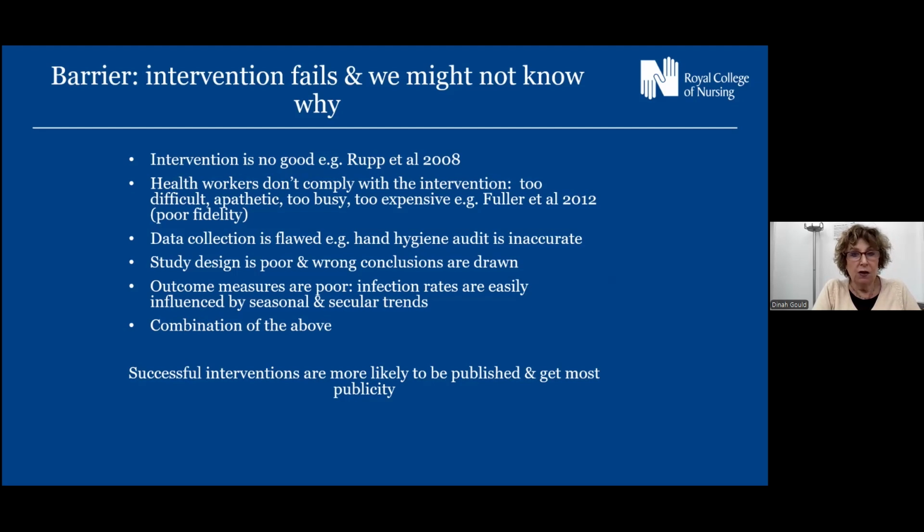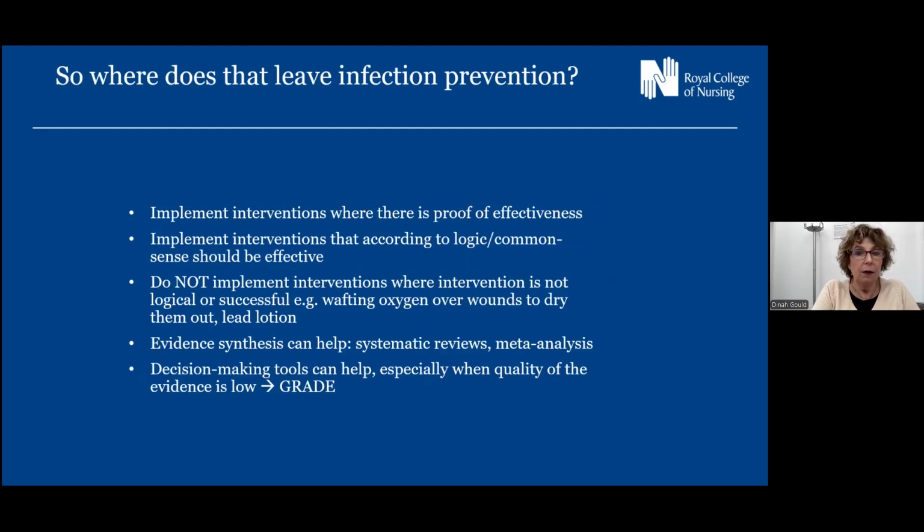An awful lot of studies may be done and they may never see the light of day. So in infection prevention, very often we're relying on kinds of study designs that don't come up very high in the hierarchy of evidence for the intervention. So where does that leave us? Well, it's important to implement interventions where there is proof of effectiveness. It's important where, according to logic and common sense, an intervention should be effective.